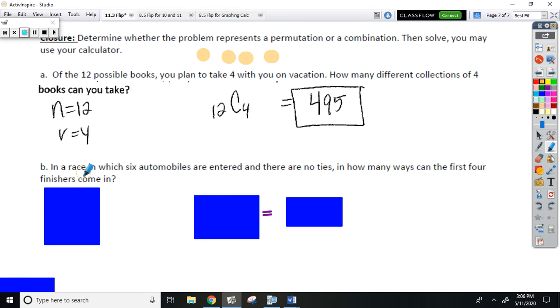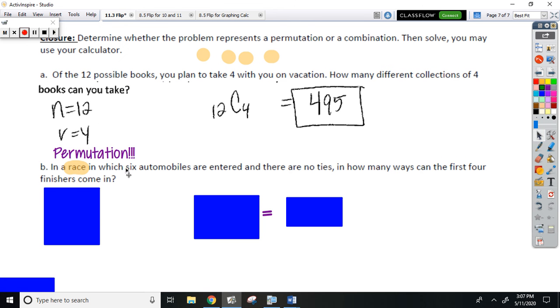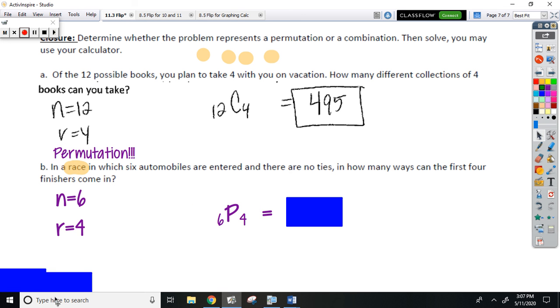The last one, in a race. Okay, before I go any further, if you're racing somebody, you're trying to win. You're trying to beat them to the finish line. So if you see the word race, it is a permutation. You really don't even have to read any further, but in a race, 6 automobiles are entered. There are no ties. In how many ways can the first 4 finishers come in? So N is 6, R is 4, but this is a permutation because, again, racing means the order in which you finish, you either win or come in second place.